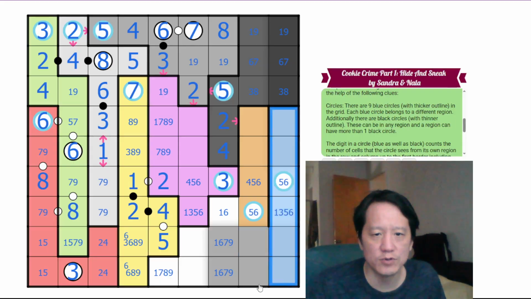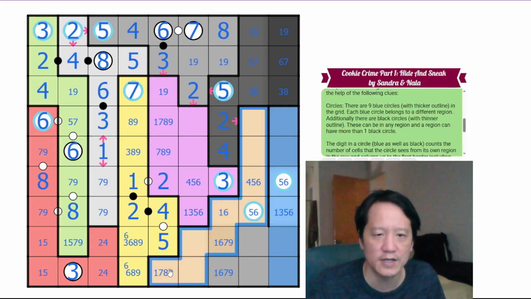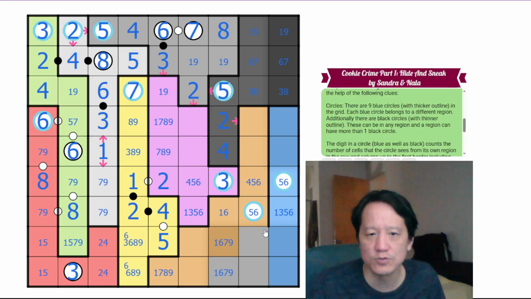And again, this is 1, 6, 7, 8, 9 at best, so this can't be blue. It must be orange, which means it has to exit out orange here. This must be orange, so we have 1, 2, 3, 4, 5, 6, 7, 8, 9. And that's done as a region, which means blue is the rest of the region.